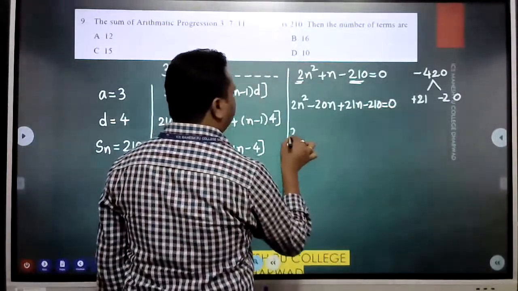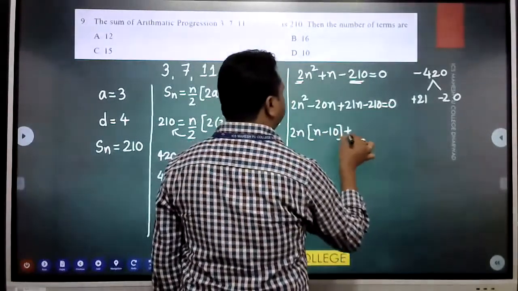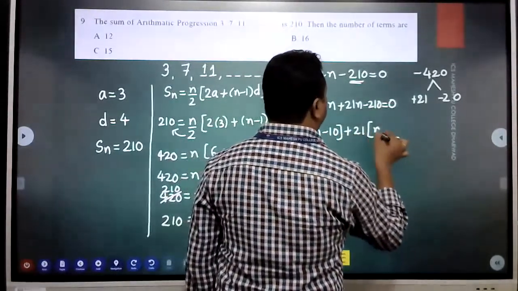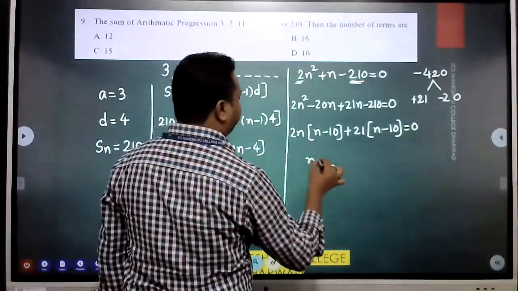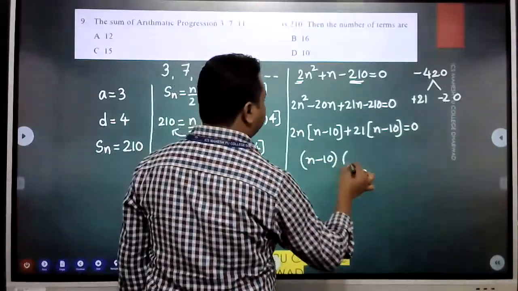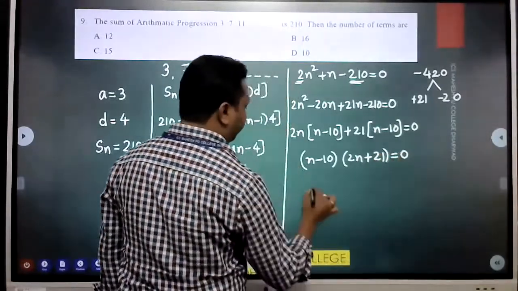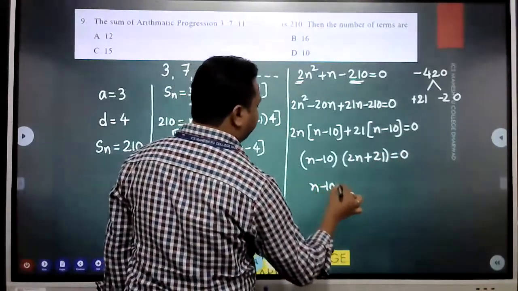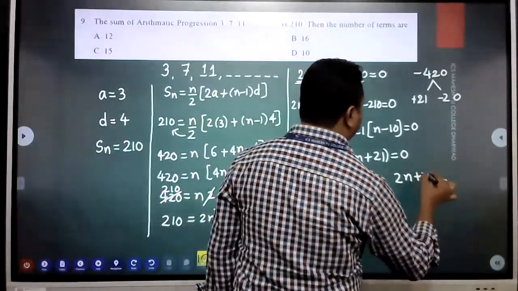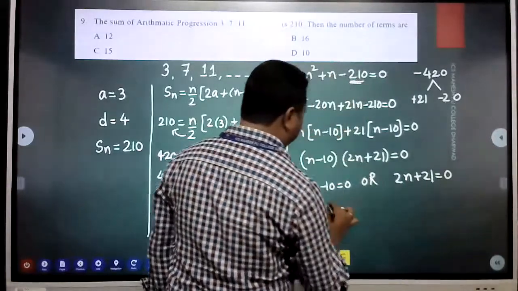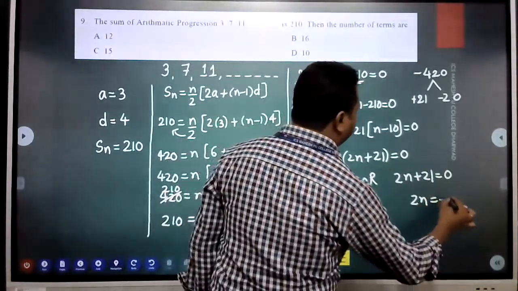Now take 2n common. So what is left? n minus 10. Plus 21 common. So what is left? Again n minus 10. So what are the factors we have? n minus 10 as well as 2n plus 21 equal to 0. So it is very much clear that n minus 10 equal to 0 or 2n plus 21 is equal to 0. So in this case we get n is equal to 10, whereas in this case we are getting 2n is equal to minus 21.